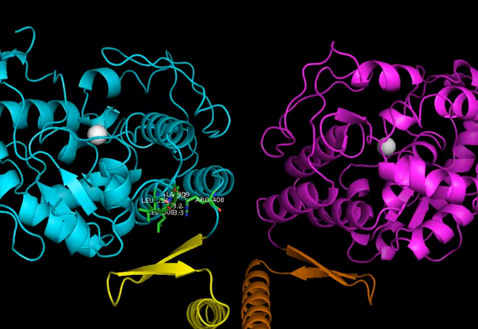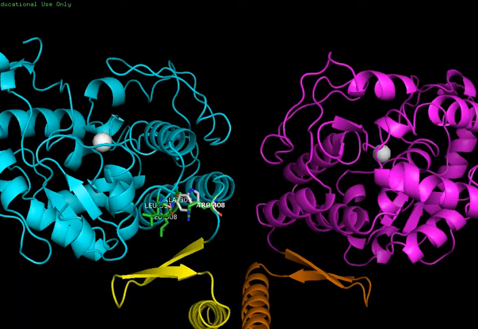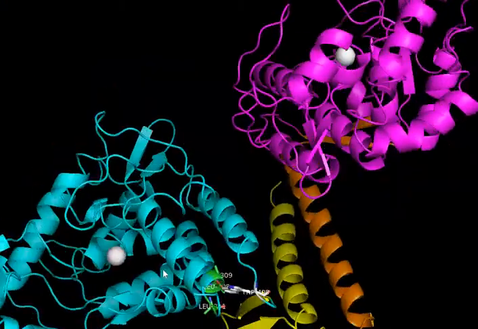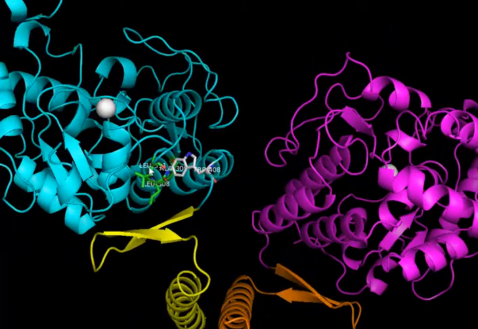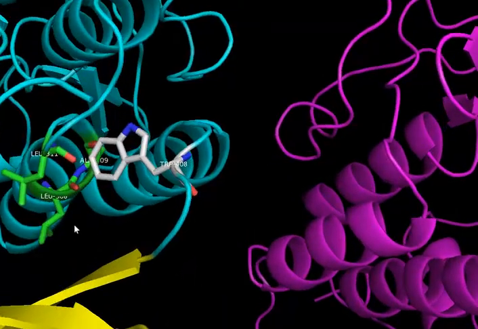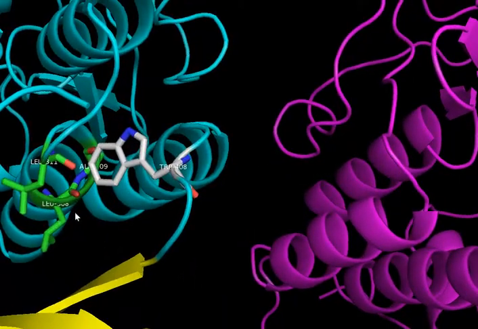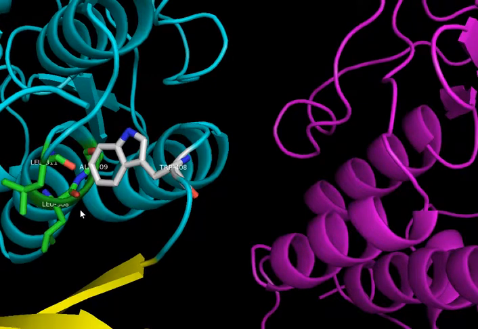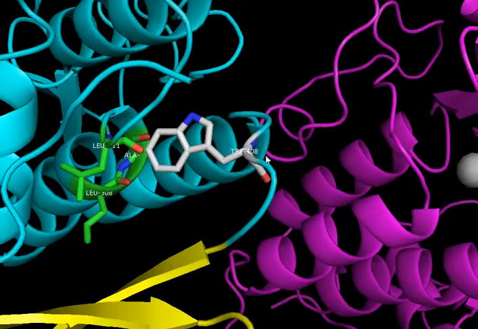However, in the case of the occurrence of the R408W mutation, there is a single amino acid substitution at position 408, which sees the replacement of arginine with another amino acid known as tryptophan.